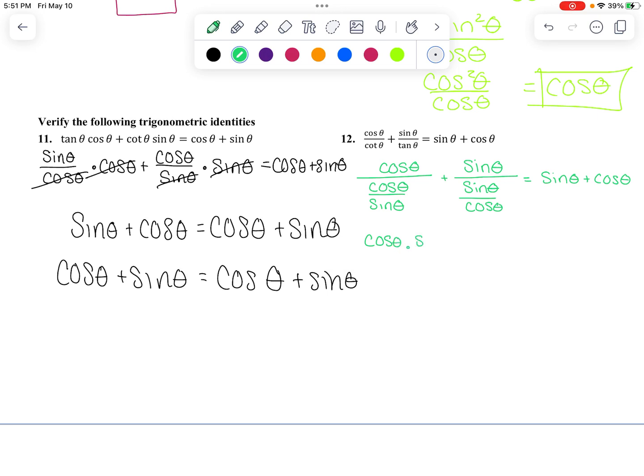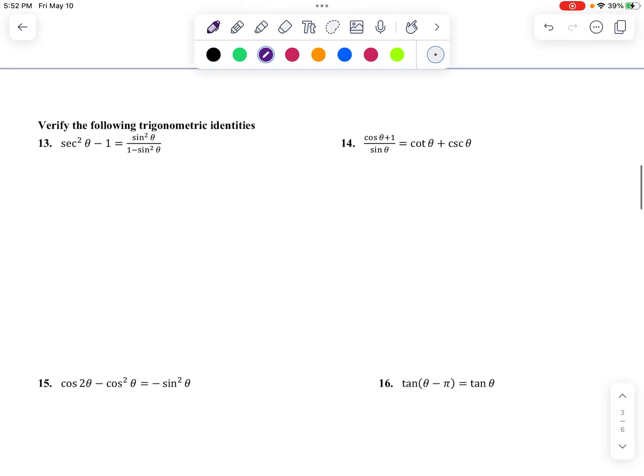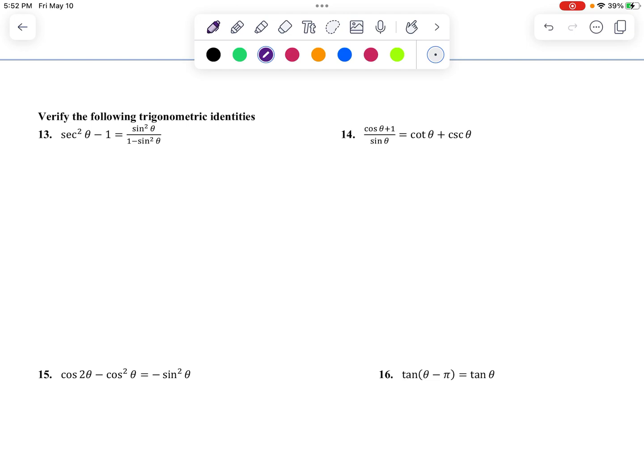Okay, to divide fractions, you multiply by the reciprocal. So cosine theta is getting multiplied by sine of theta over cosine theta. Ooh, I see what's going to happen there. Sine of theta is getting multiplied by cosine theta over sine theta. Ooh, I see what's going to happen there. And I do need both sides of the equation at all times. Sine theta plus cosine theta is equal to sine theta plus cosine theta. Keep going.